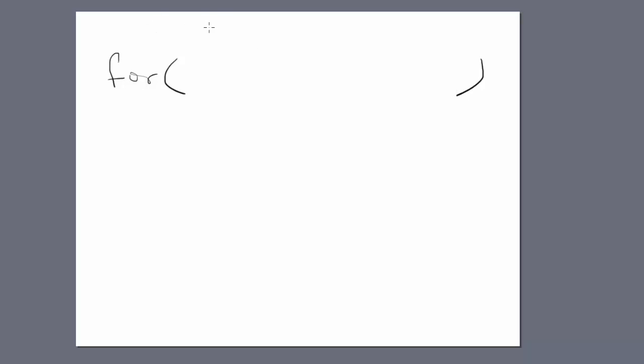three parts: one, 2, and 3. These parts are separated with a semicolon. So let's talk about the very first part. First part is called initialization. This happens only once, meaning when the JavaScript interpreter hits this loop, it will initialize whatever variable or variables you have in here.